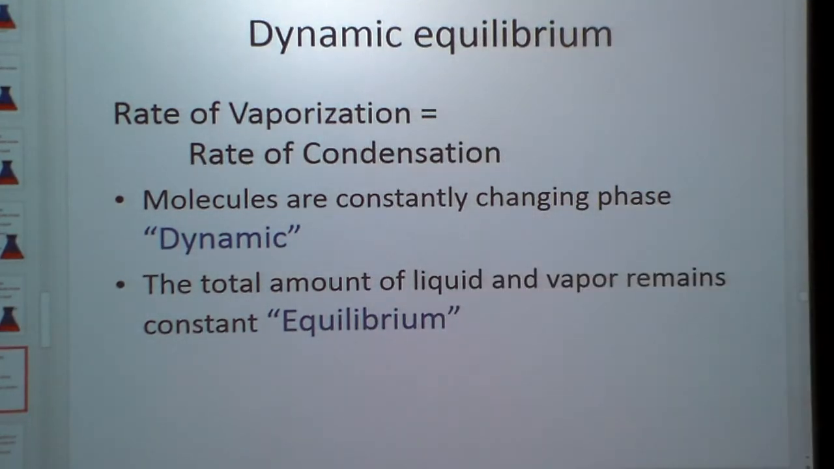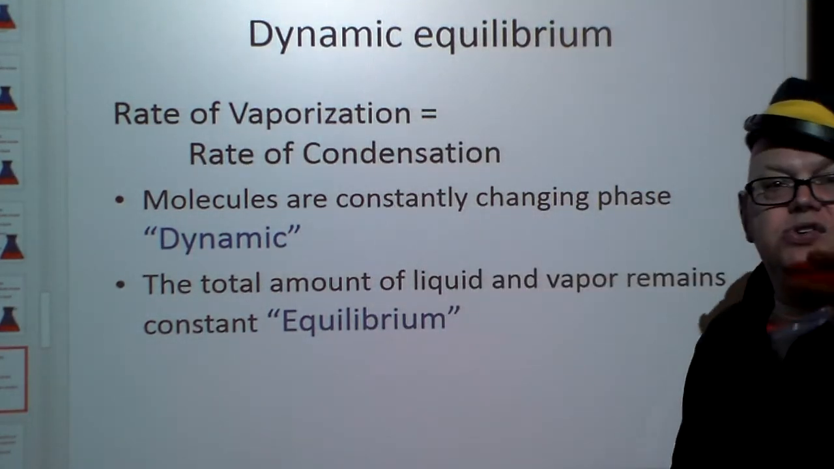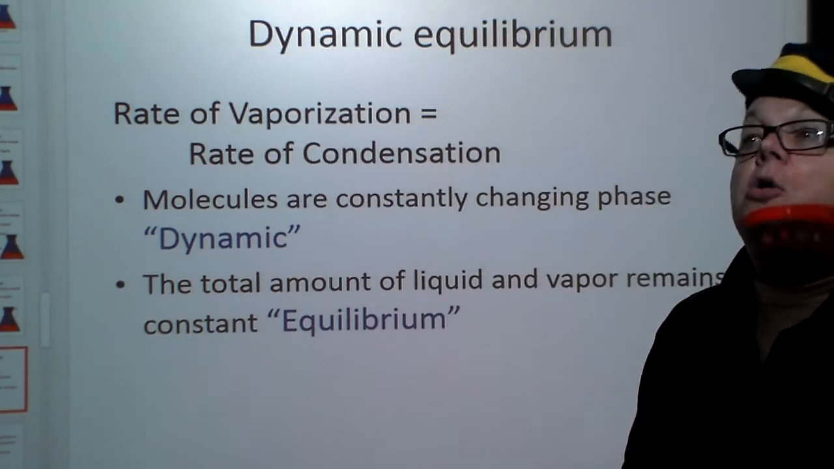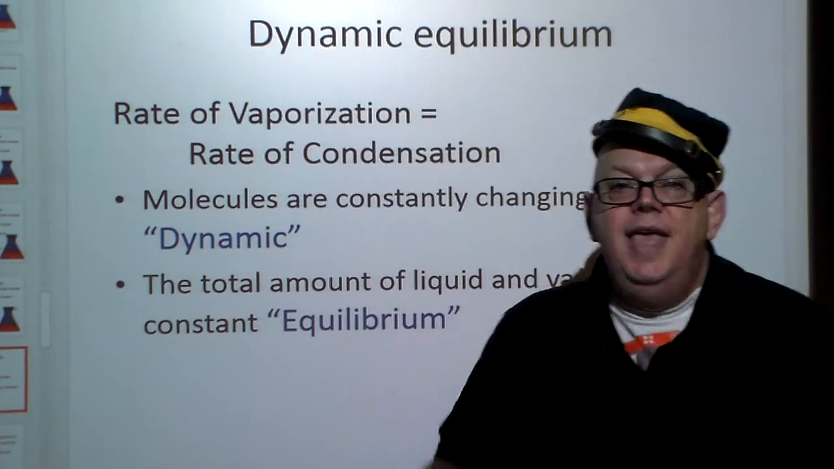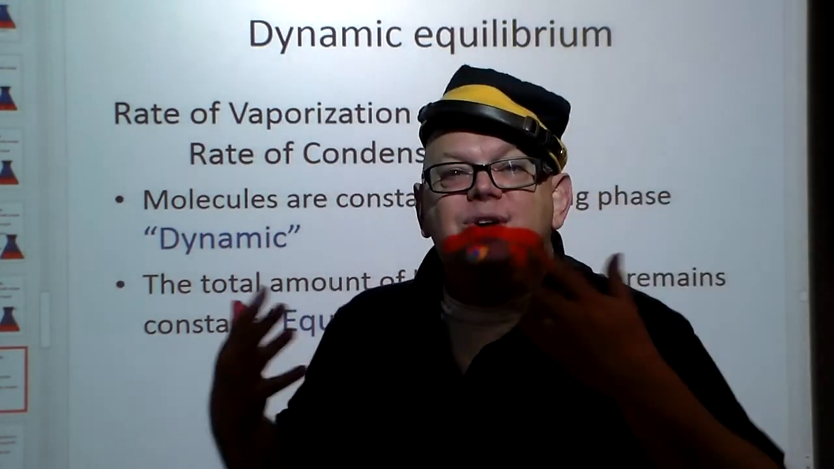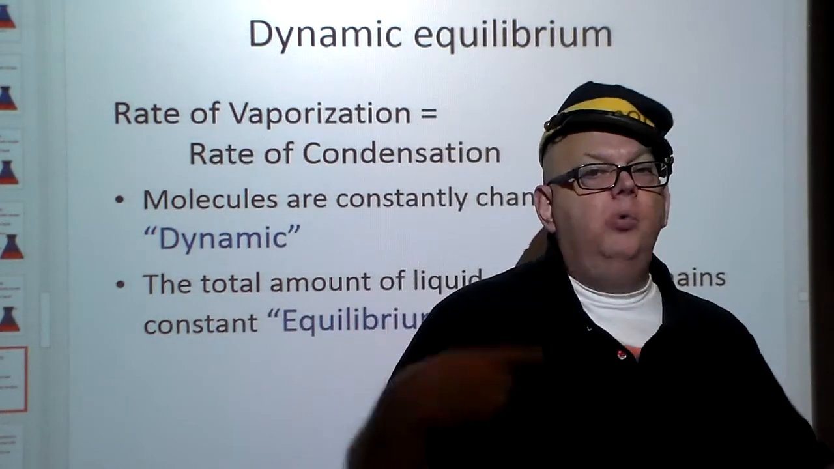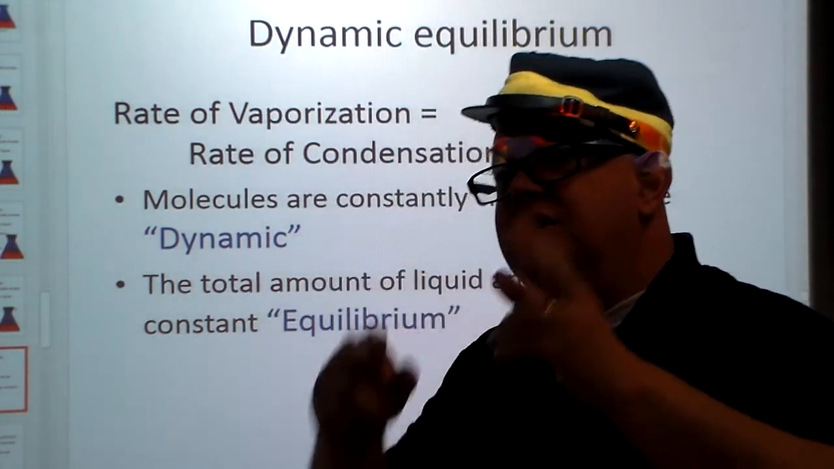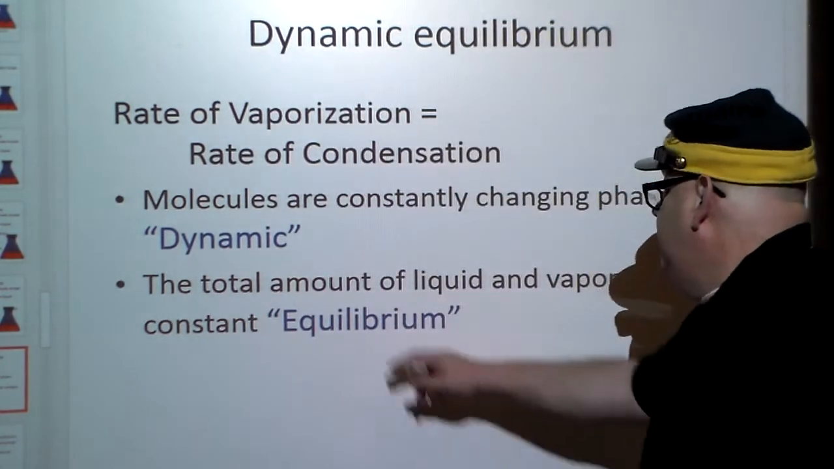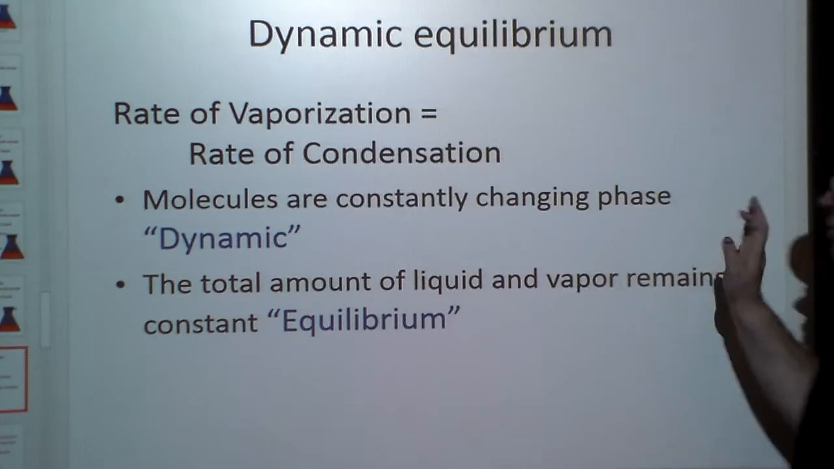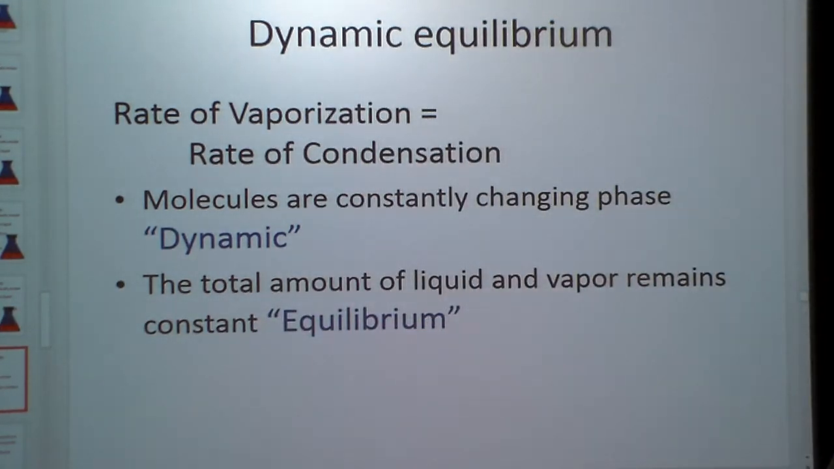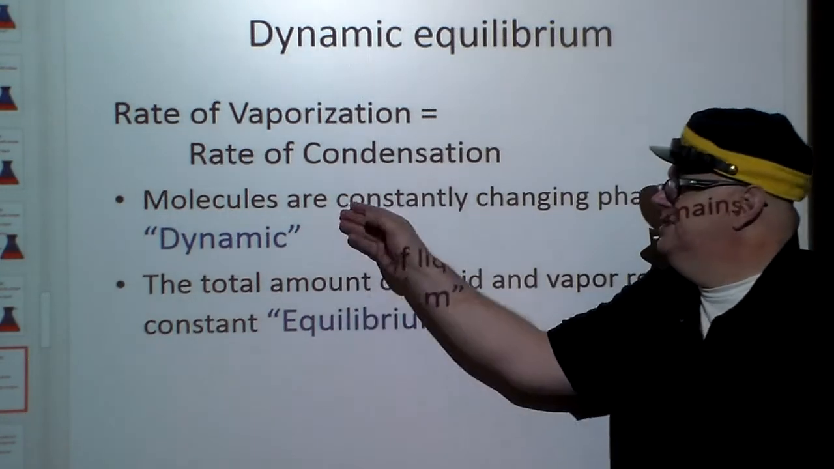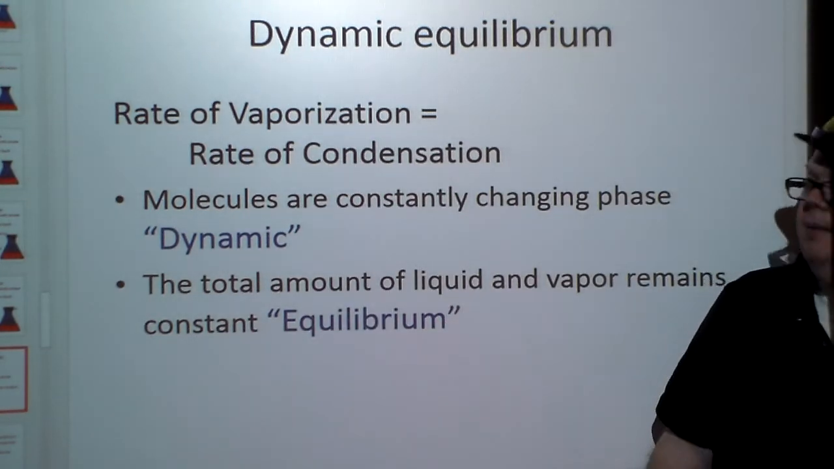The molecules are constantly changing phase. They're dynamic. It is like our planet. Our planet is dynamic. It's constantly changing. It's like us. Our bodies are constantly changing. We always have things happening. That's where the dynamic comes in. Now, the total amount of liquid and vapor remains constant. That's when you get the equilibrium. Hence, the idea of dynamic equilibrium.